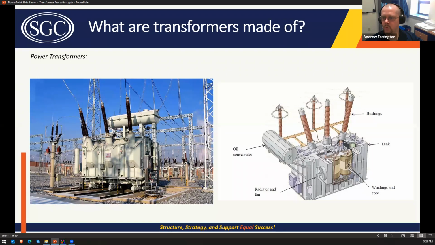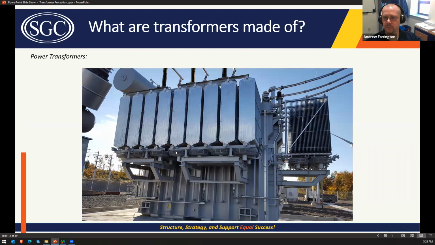The core and the windings are inside here. And then you have, like I talked about, the radiator and fans. If you're going to cool the transformer, usually you'll have one or two stages depending on the size of the transformer.